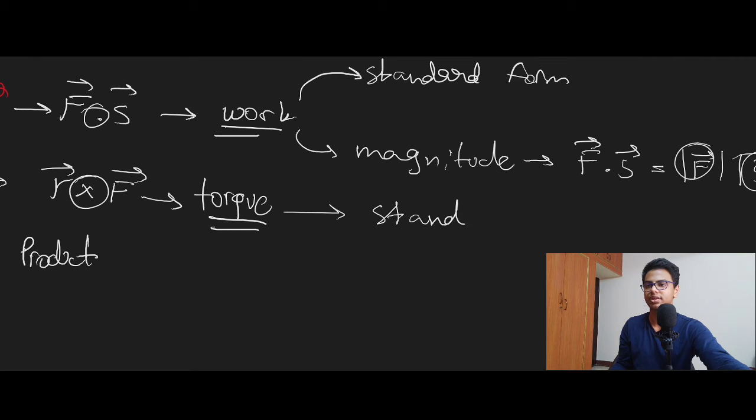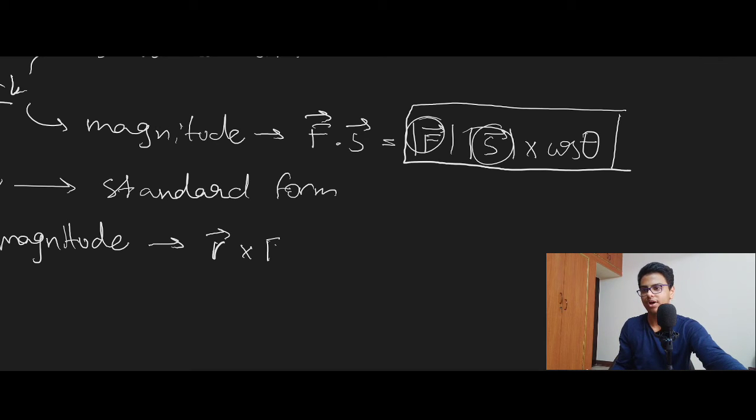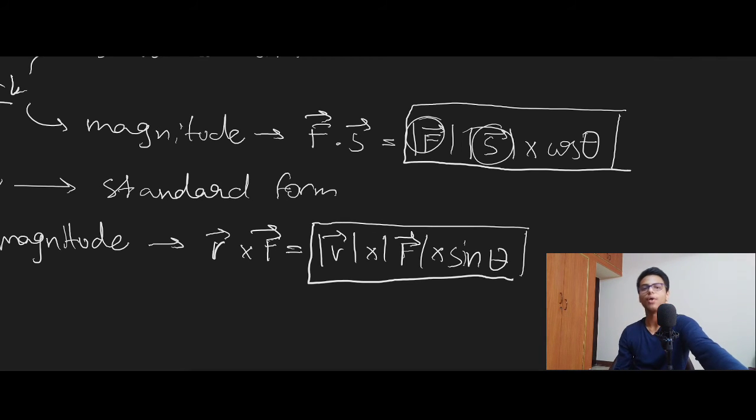First, we have the standard form, and then we have the magnitude form. The magnitude form is almost exactly the same as this. So let's say we're supposed to do R vector cross F vector. This over here just gives us the magnitude. Even over here, when we do R vector cross F vector, we get mod R vector times mod F vector into sine theta. That's the only difference, into sine theta. This gives you the magnitude of the vector that is formed because of the cross product of R and F.